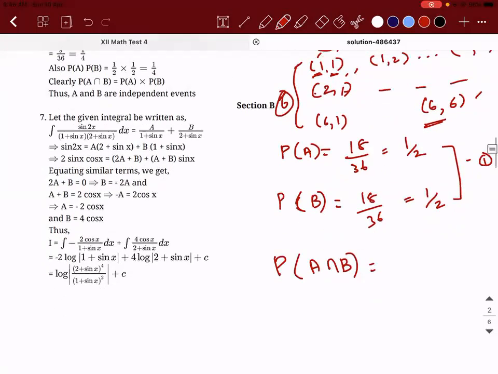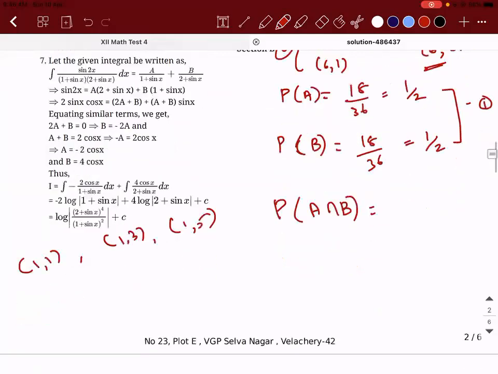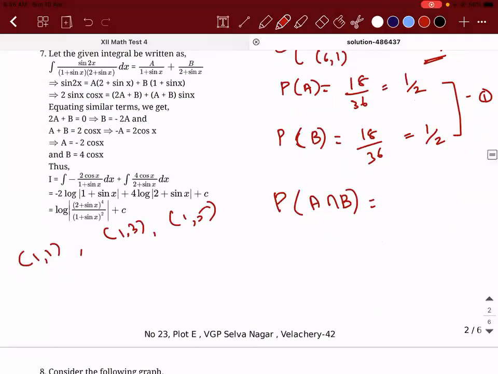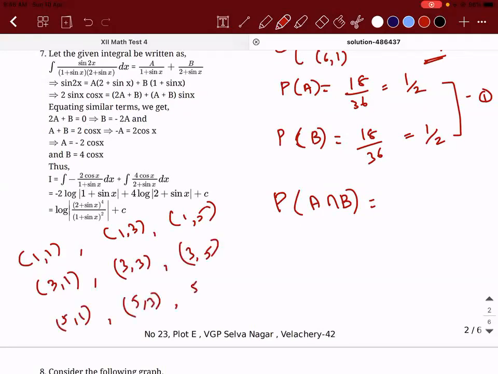You can find (1,1), (1,3), (1,5), (3,1), (3,3), (3,5), (5,1), (5,3), (5,5). What can you say about all this? Put together it is 9 elements. So 9 out of 36, which is 1 by 4.